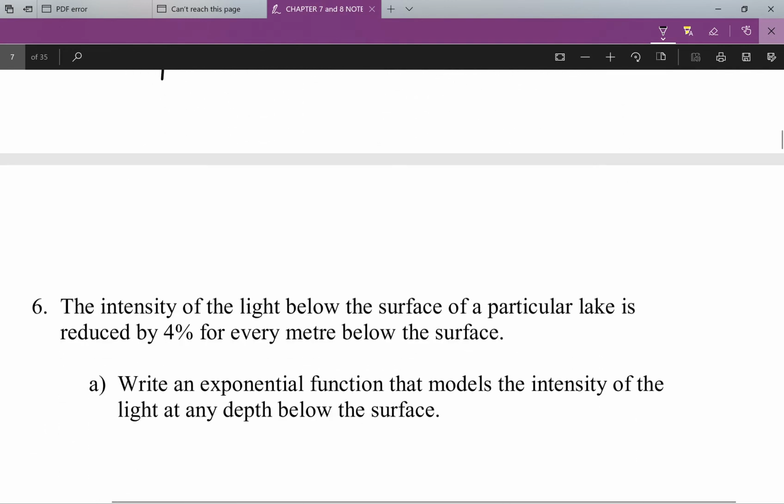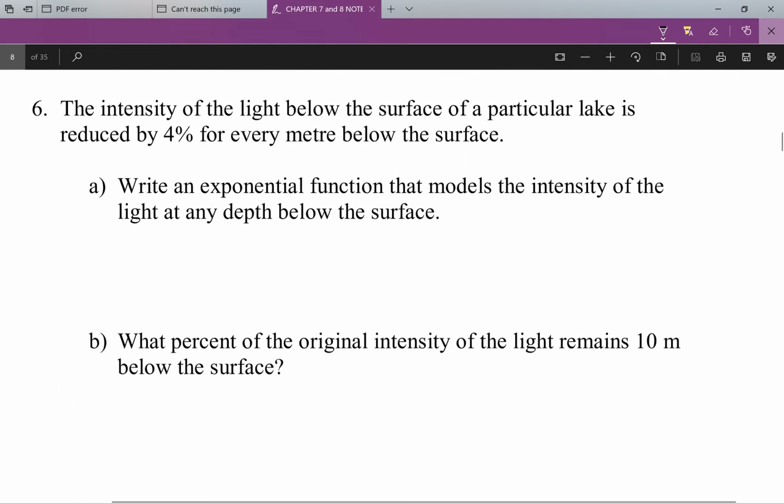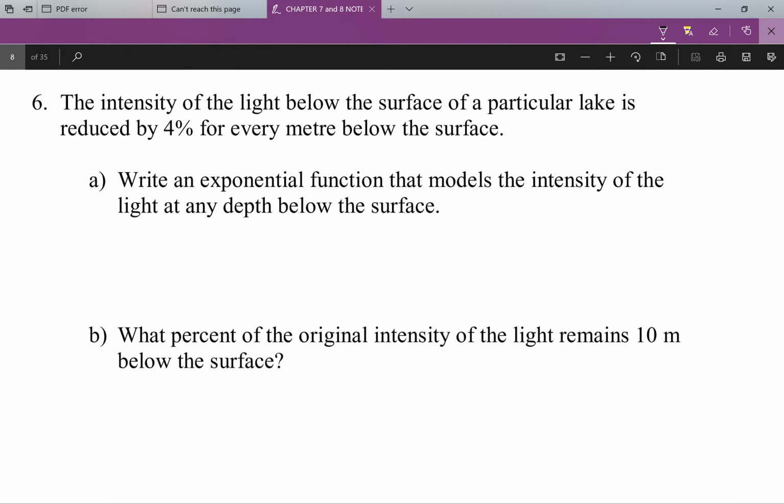Okay. The intensity of the light below the surface of a particular lake is reduced by 4% for every meter below the surface. Write an exponential function that models the intensity of the light at any depth below the surface. So now what we have happening is we're reducing by 4%.